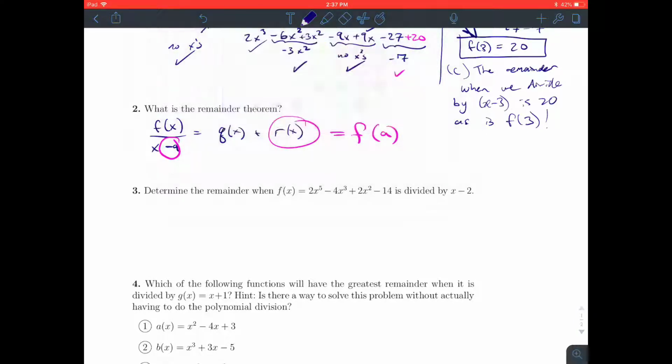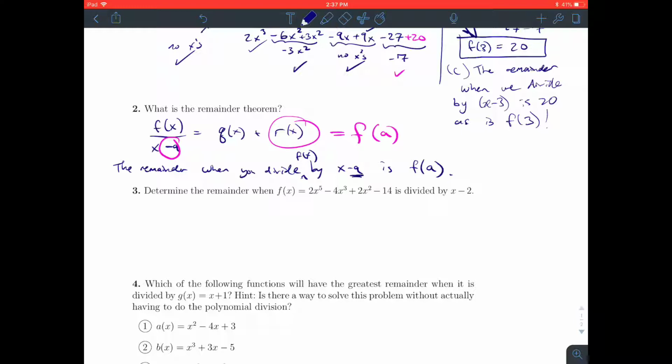So let's see if I can say that in words. The remainder when you divide f of x by x minus a is f of the opposite. So instead of minus a here, it'll be f of a. And this is actually an amazing shortcut that we're going to use to make the next problem incredibly easy.